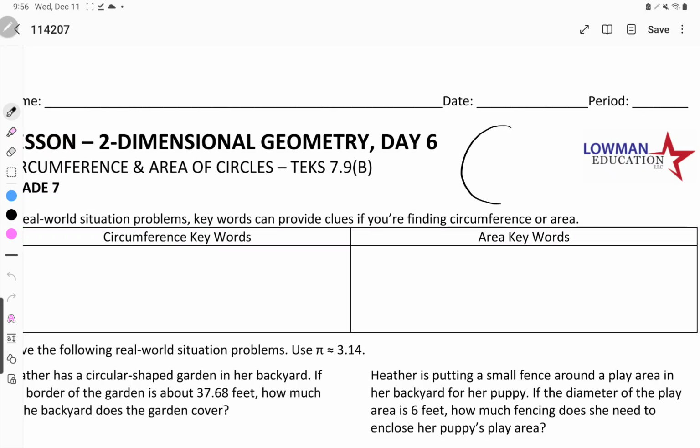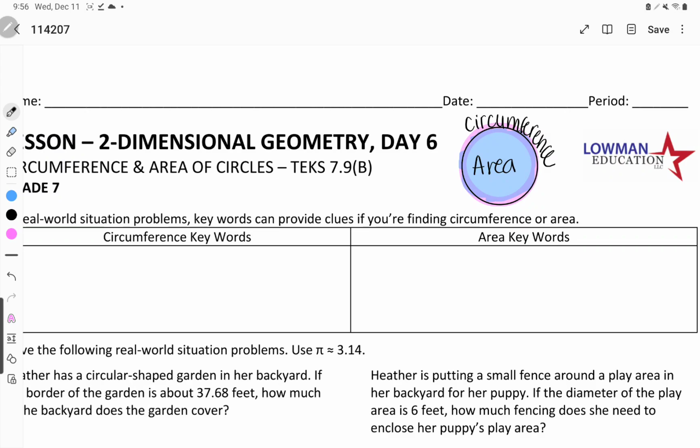Now, today we're learning about real life application. So let's talk about what we know about our circle. For our circle, we know that the distance going around the edge is our circumference. So our circumference is our perimeter. And then we know that the space enclosed by the circle, so all of this space right here, is our area.